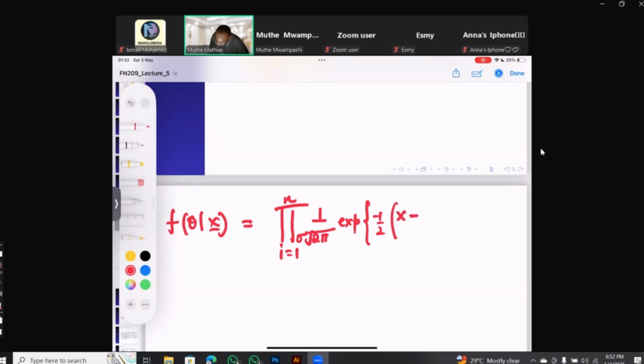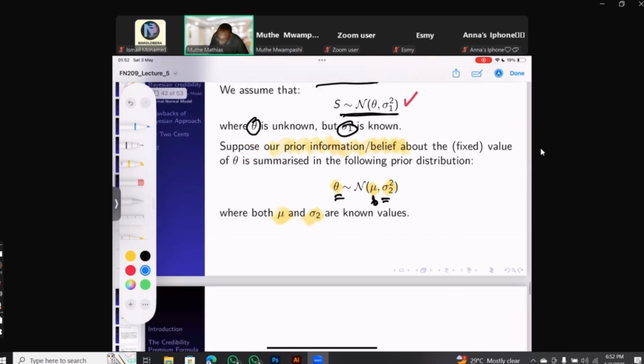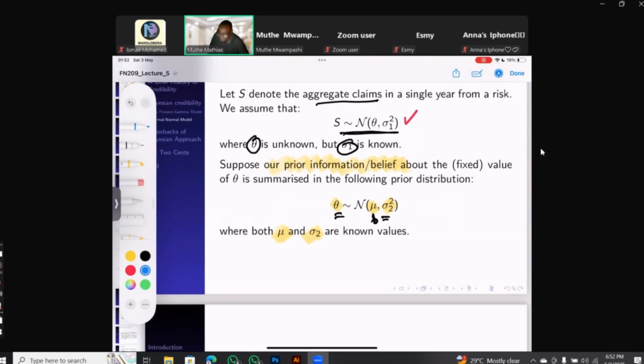So what is the mean? The mean is theta, divided by sigma, where sigma is sigma 1, and then all this squared, right? This is for the likelihood part. And then we have to multiply this by the prior. The prior in this case is that theta follows a normal with mean mu and variance sigma 2 squared.